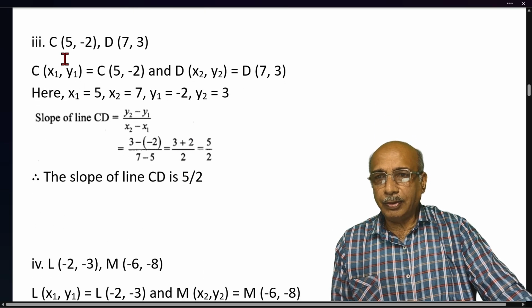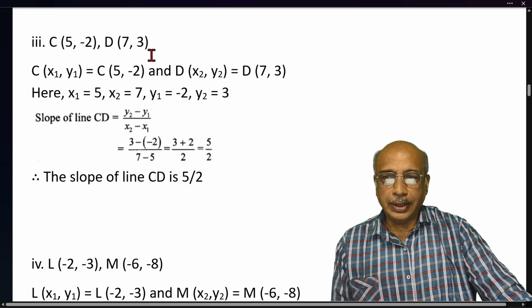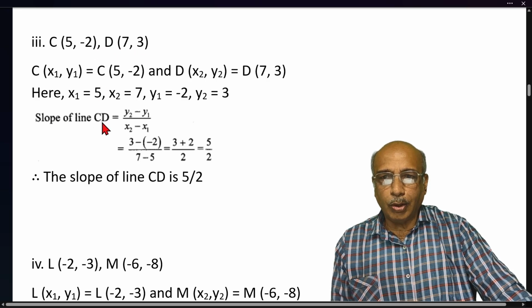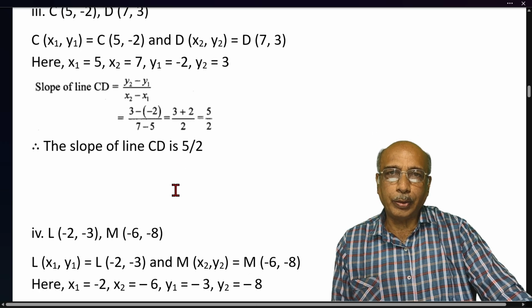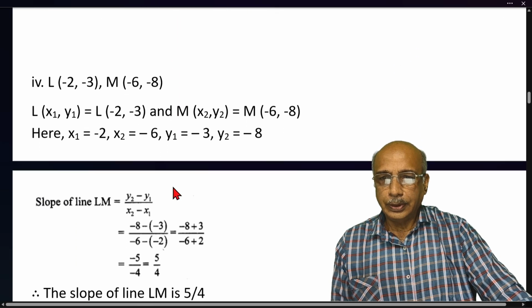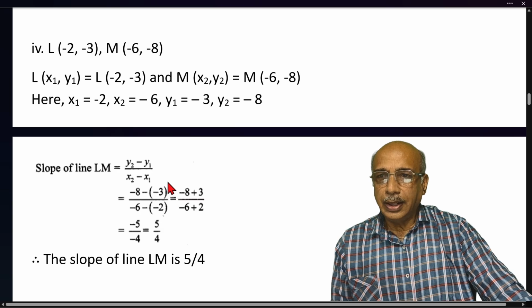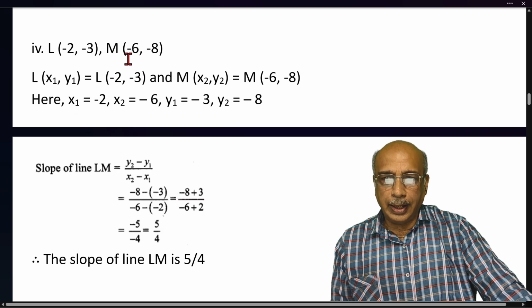Next problem, C and D are the points here. C coordinate is (5, -2), D coordinate is (7, 3). Again, slope of the line CD will be, substituting the values here, y2 minus y1 upon x2 minus x1. Simplifying the terms, you will get 5 by 2. Slope of line CD is 5 by 2. Next is, points are L and M.